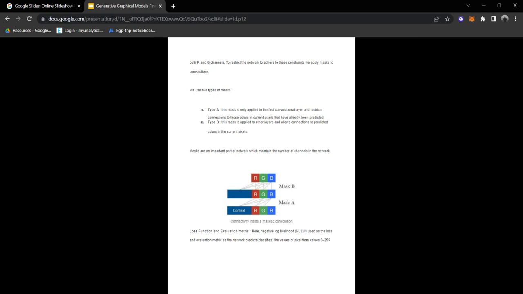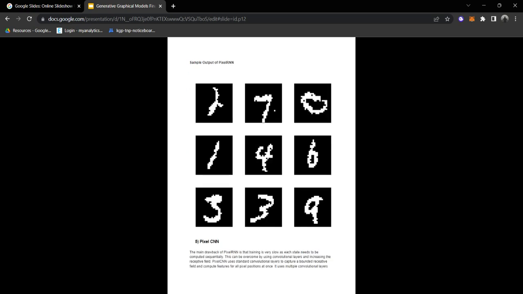Now, the loss function and evaluation metric. Here we use the negative log likelihood. Log likelihood is used as the loss and evaluation metric as the network classifies the value of each pixel from 0 to 255. These are some sample outputs of our custom model.